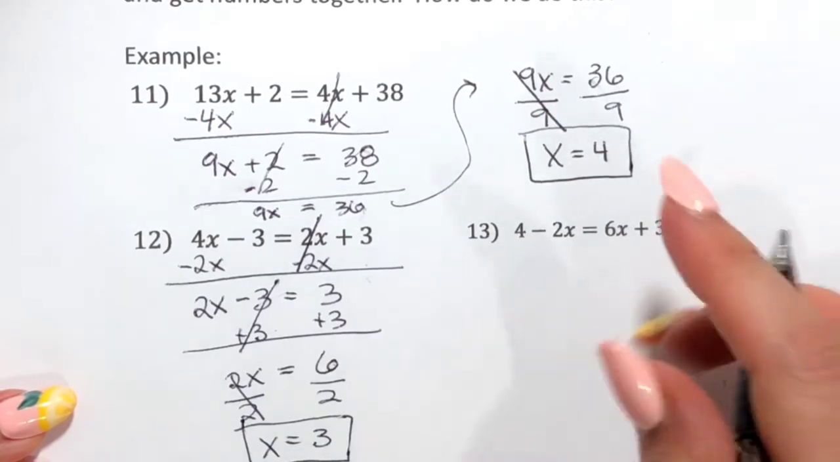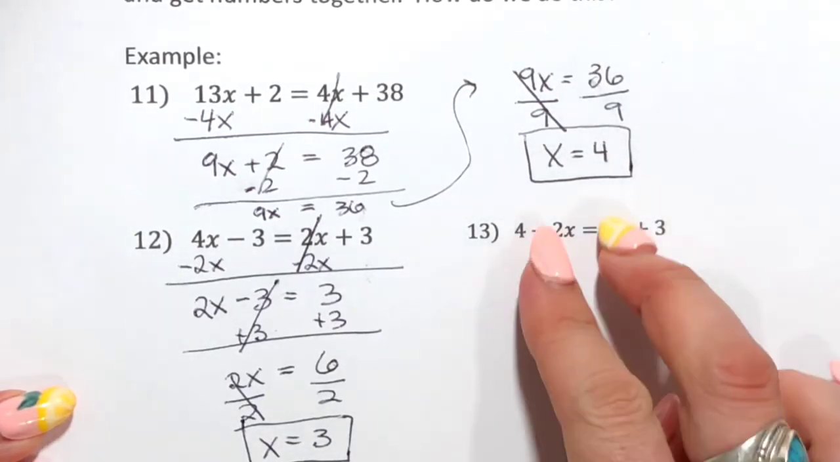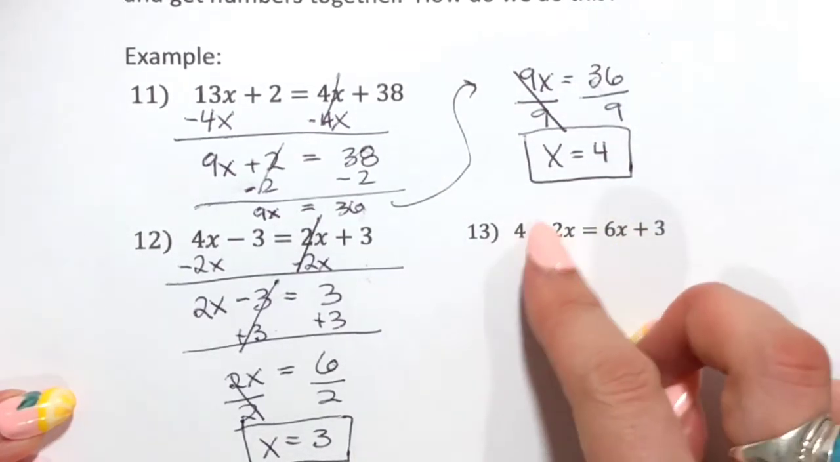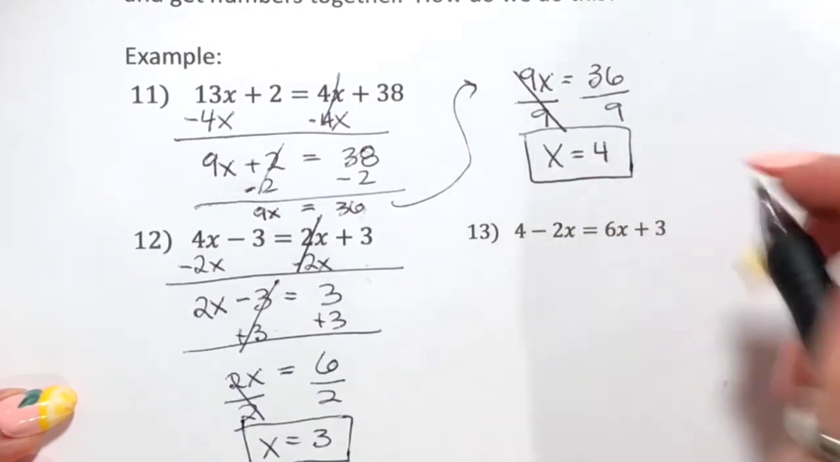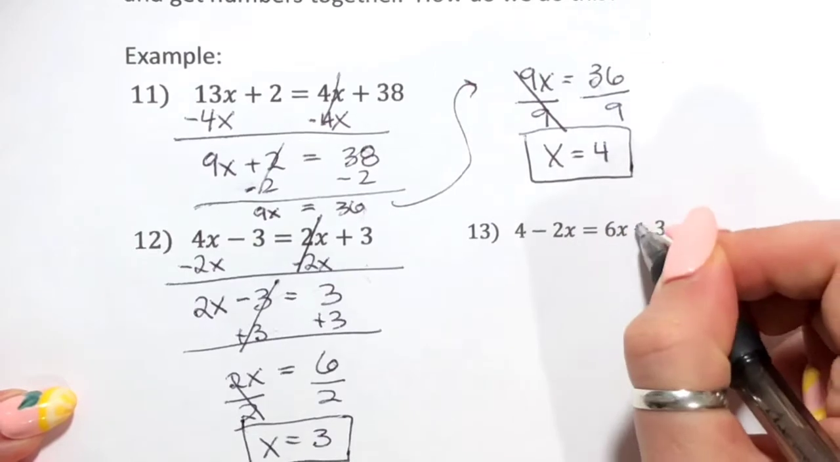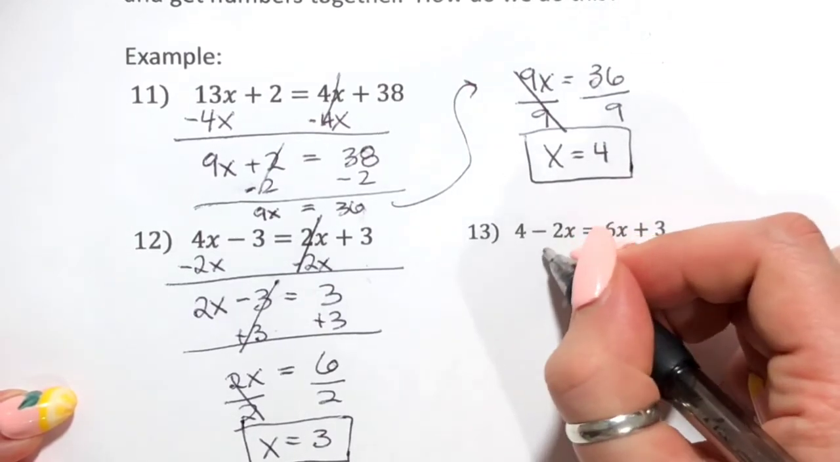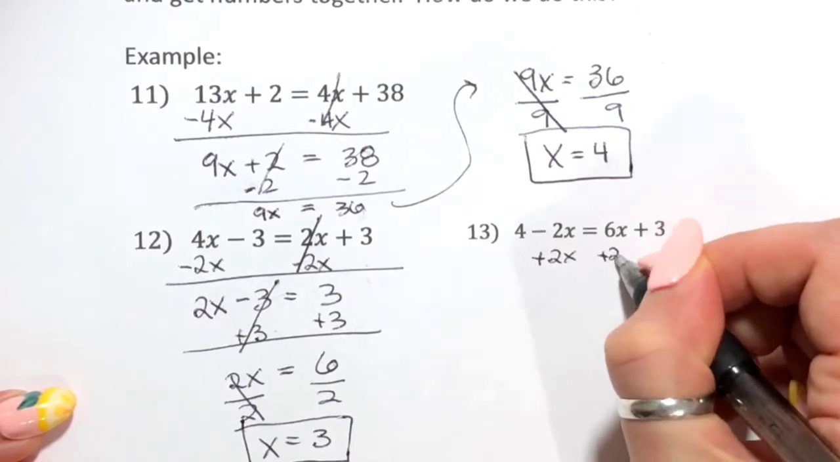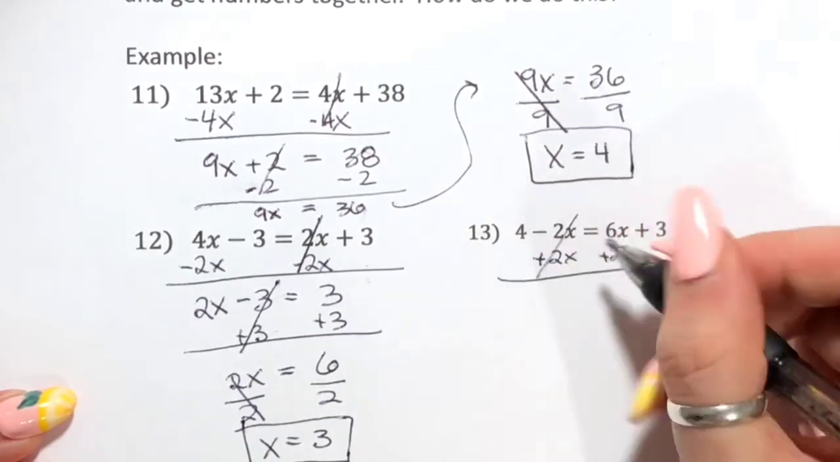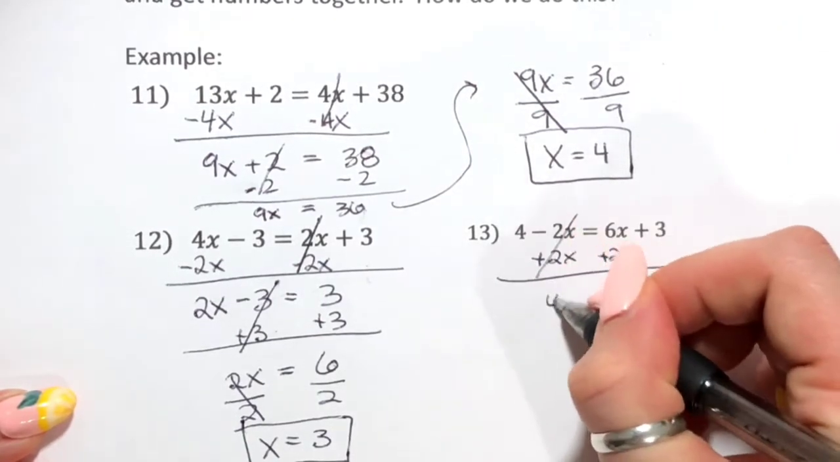And then one last one. I want to get my x's together. So I see here's the smaller amount. This time the bigger amount is on the right side. So let's move the 2x over to here. Right now it's a negative 2x, so the opposite is going to be adding it. So those cancel. Remember to bring down the 4.